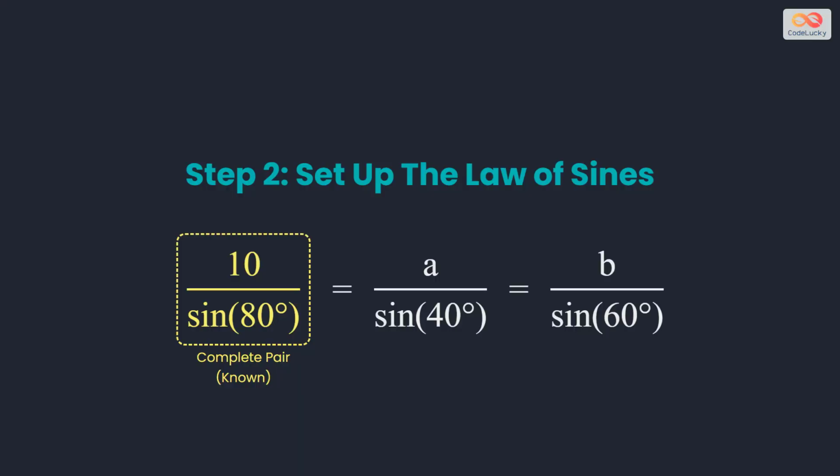Now for step 2, we set up our equation. Since we found angle C is 80 degrees and we were given side c is 10, we now have a complete pair. We can say 10 over sine of 80 degrees is equal to a over sine of 40 degrees, which is also equal to b over sine of 60 degrees.